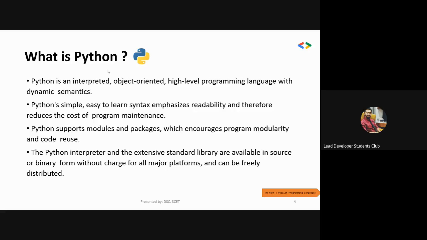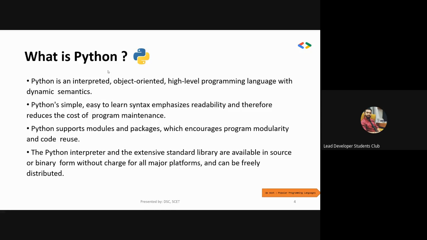So basically, starting with Python. What is Python? Python is an interpreted language. Unlike other languages, you don't need compilation in Python. It is interpreted, it is object oriented, it is a high level programming language with dynamic semantics. We all know that we are not much interested in the theory part of Python, but we want to learn what actually is Python and how we can type Python.